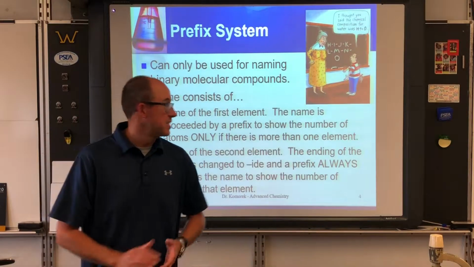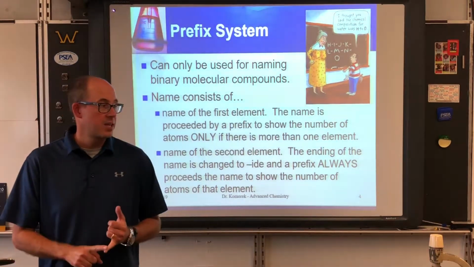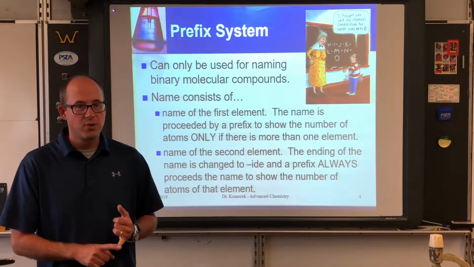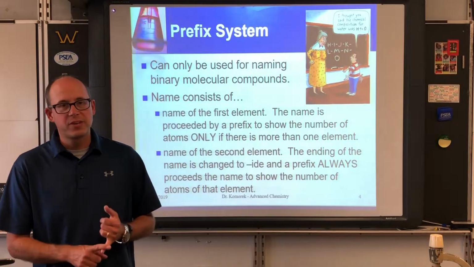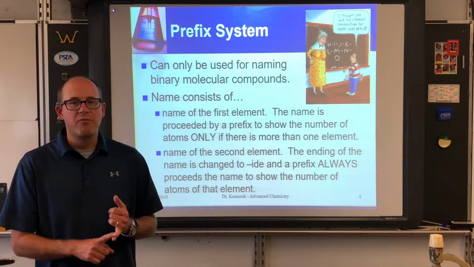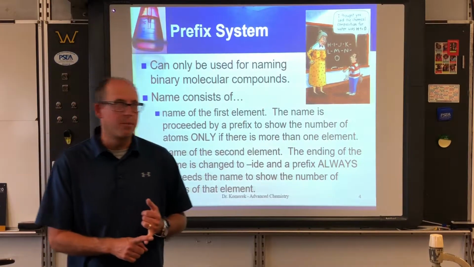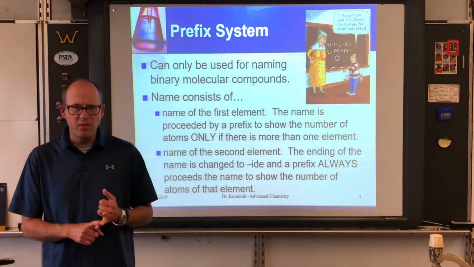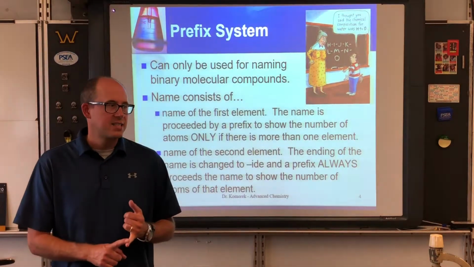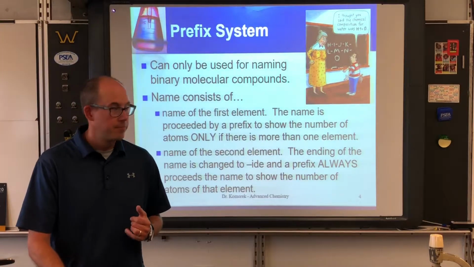The prefix system, which again works only for naming molecular compounds, consists of the names of the two elements. There are prefixes added to the names of the two elements though. Whenever you have more than one of the first element, we use a prefix that tells us how many of that element there are. For the second element, we always use a prefix. And lastly, the ending of the elements is changed to "ide."